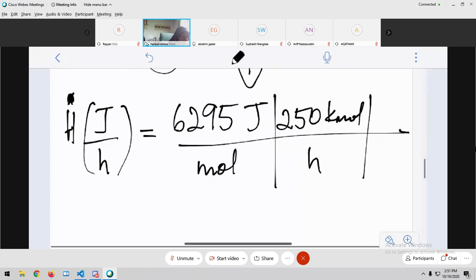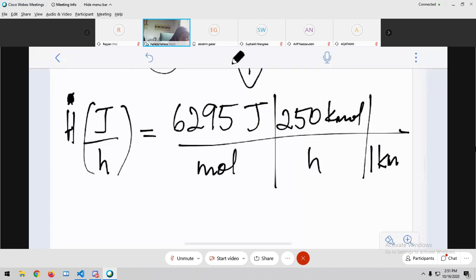Need to cancel this 1 kilomole. 1 kilomole is equal to, we converted, 1,000 moles.